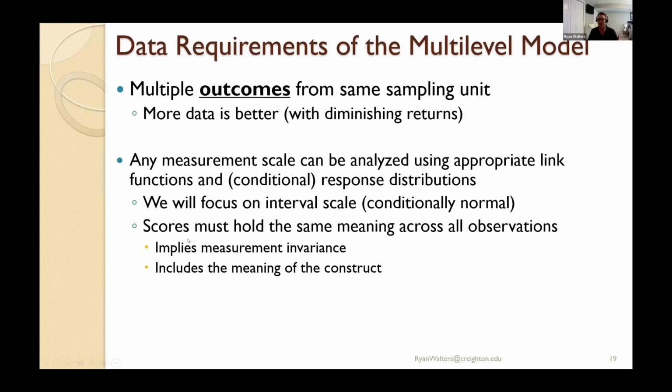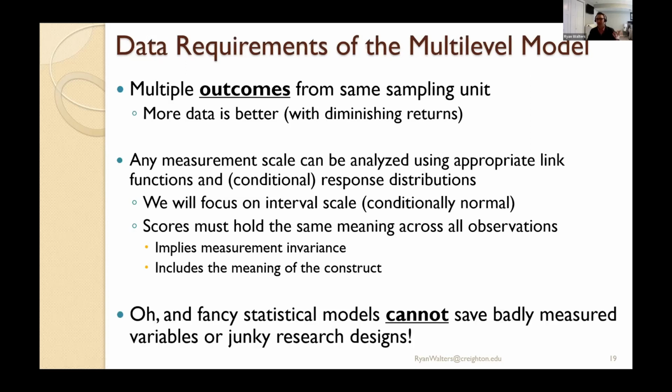Just in terms of measurement, there's nothing you can do statistically if you have badly measured variables or a really junky research design. So understanding what your outcome is, how it's measured, and making sure that it means the exact same thing from person to person, from group to group, right? This is just pure measurement. To the extent you have poor measurement, your statistical model is going to be biased, irrespective of how well you estimate and how appropriately you interpret that model.